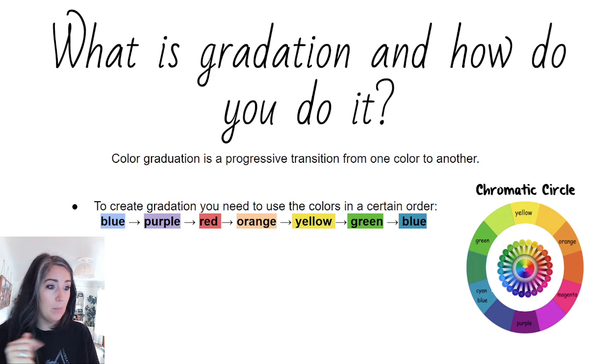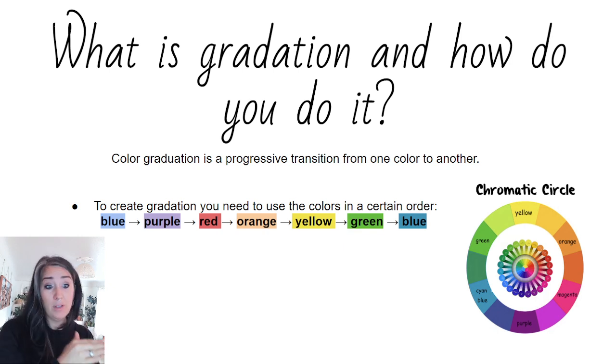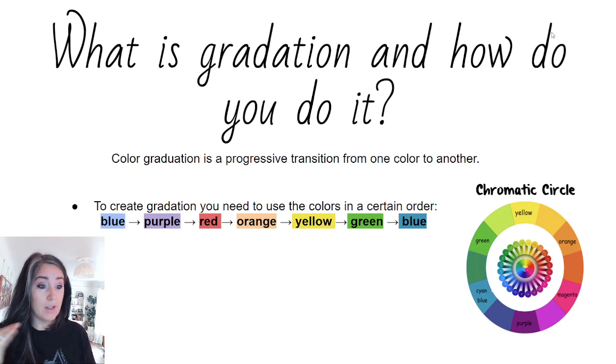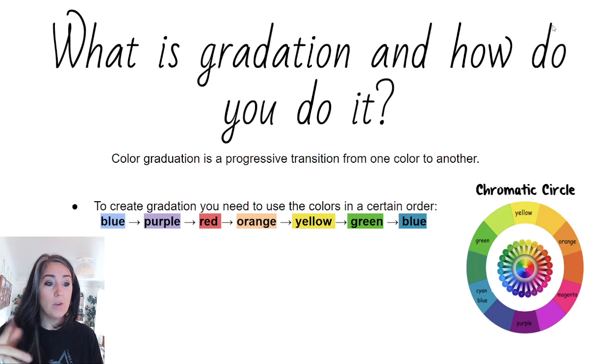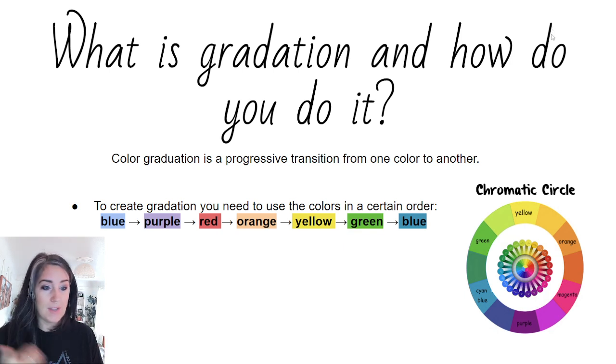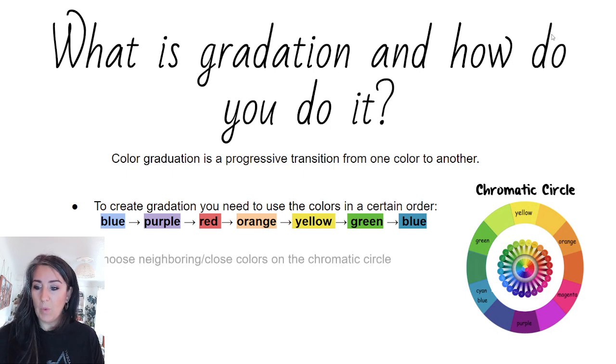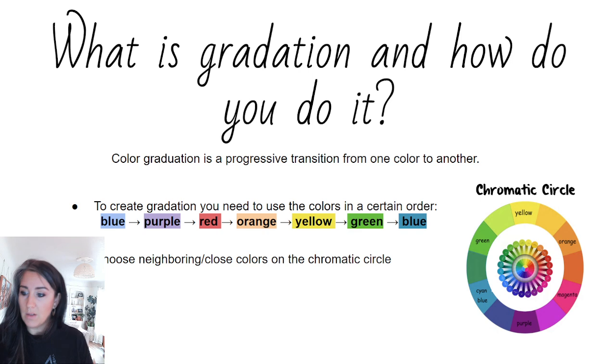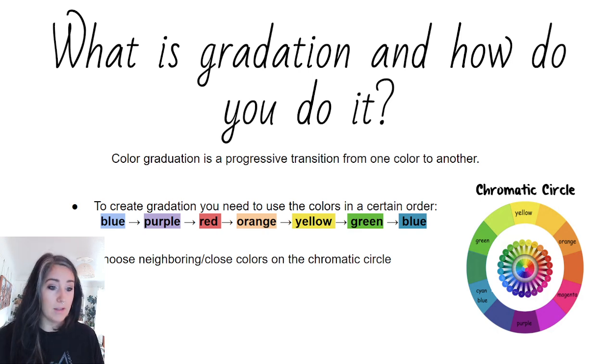I can go from green to yellow. Did I say green, yellow, orange? Yeah. Or yellow, green, blue. As long as they're next to each other, it's going to work. You just don't want to go from like purple to yellow to blue. Like, that's not going to work. We want colors that are next to each other. So choosing neighboring colors on the chromatic circle, that's going to help us, the color wheel.